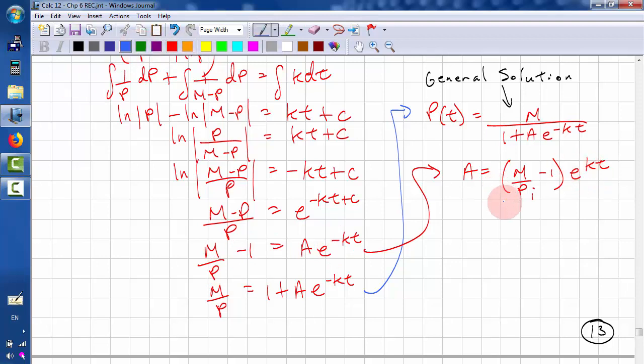Now this simplifies to m over p naught minus 1 if t naught equals 0, or if you like, if t equals 0. Then we can use p naught. Again, very confusing until you go through a solution. So let's look at an example.